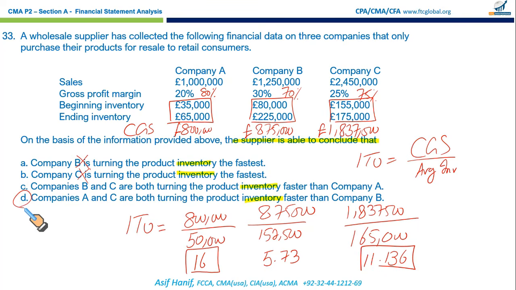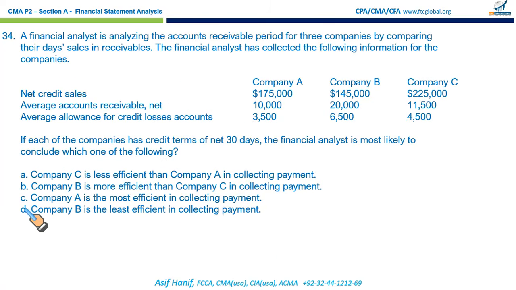This is absolutely right. So there were 3 questions packed in one. We had to calculate inventory turnover for all of these. Next question. Right. A financial analyst is analyzing account receivables period for days sales in receivables, which you call the average collection period. The financial analyst has collected the following information for the companies. We have net credit sales for all these three companies, average account receivables net of allowance, and allowance for credit losses is given for each company.